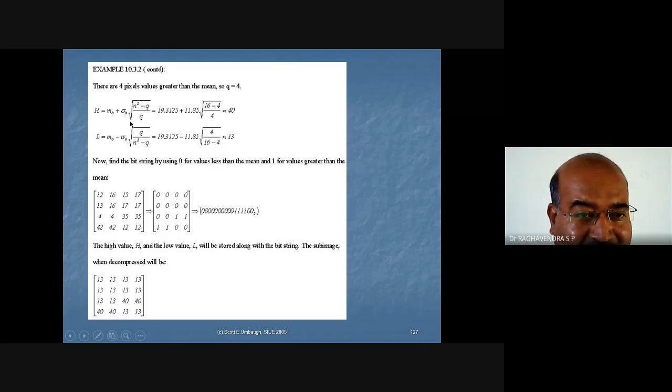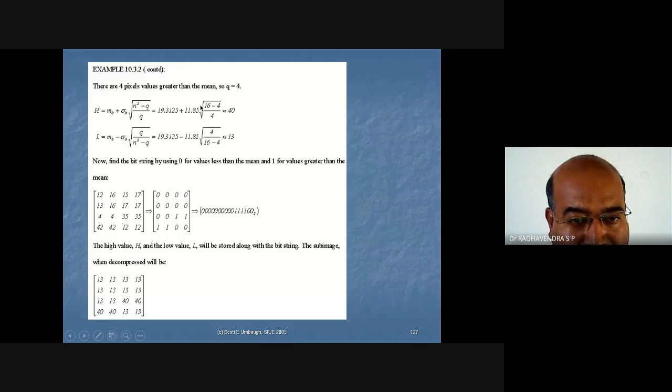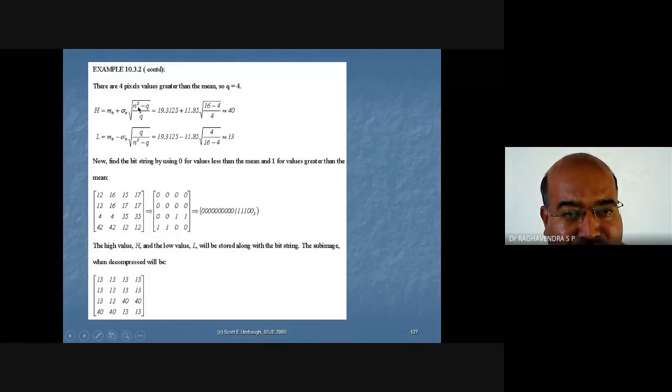So substitute. mb is 19.3125, block variance is 11.85, into square root of n square, n is 4, 4 square is 16, minus q, that is 4. 16 minus 4 all divided by once again q, that is 4. So if you solve, you get approximately 40.